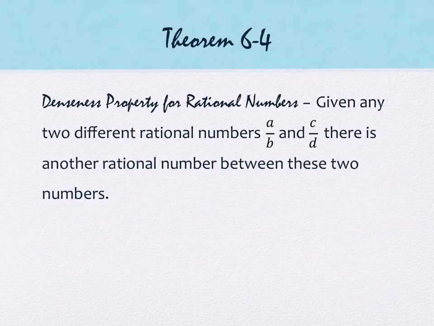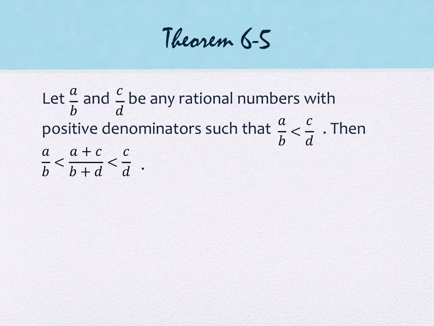All right, Theorem 6.4 talks about denseness. The denseness property for rational numbers says that if you're given two rational numbers, there's always a number between them. Okay? Why is that? Well, because there's always space between the numbers on a number line, right? So Theorem 6.5 actually goes through and tells us how we can find such a number.